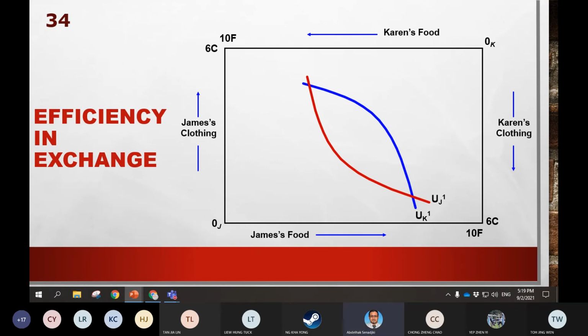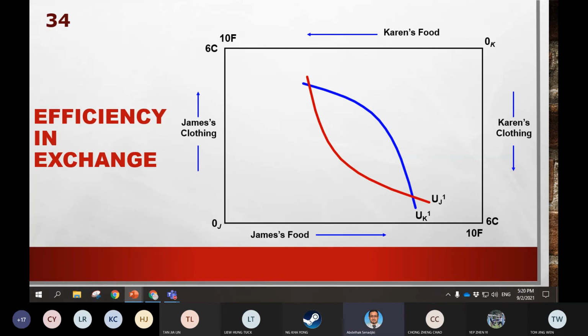So here in this figure, we can see several indifference curves can be drawn, right? We start with these two. This UJ means James. Actually, for Karen there is also an indifference curve in that way, but we put it in the opposite way. We rotate it 180 degrees because it works in the opposite way. So similar indifference curves for both James and Karen can be drawn here.